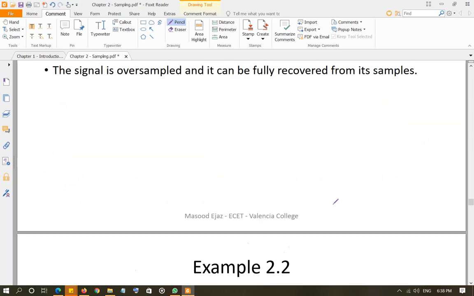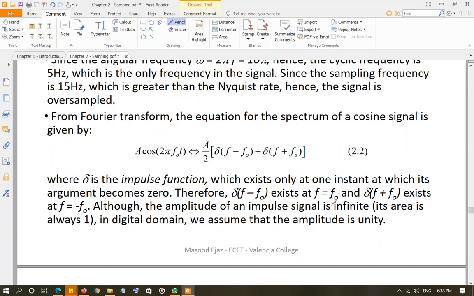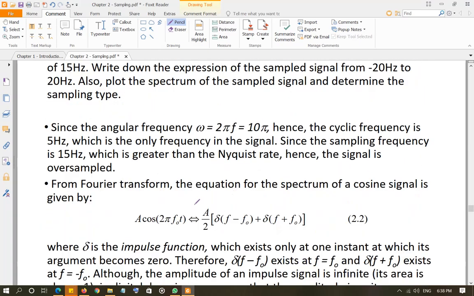I have put in a few examples, go over these examples. The one I want to show you is the cosine signal. A cosine signal, or sinusoidal signal, is a very common signal when you are doing sampling. Now, the spectrum of the cosine signal is represented by this. If the magnitude of the cosine signal is A and the frequency is F naught, then the spectrum is A over 2, delta of F minus F naught plus delta of F plus F naught.